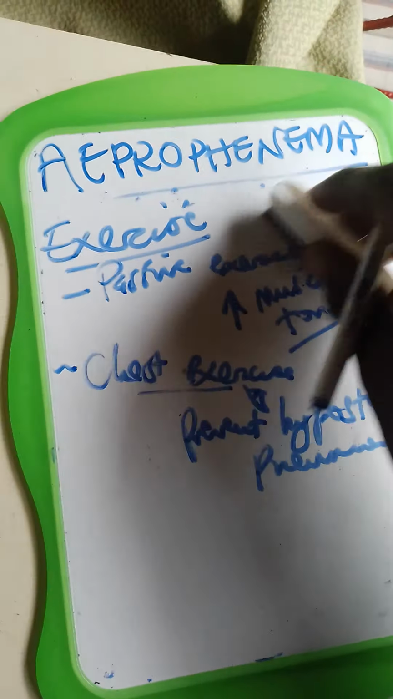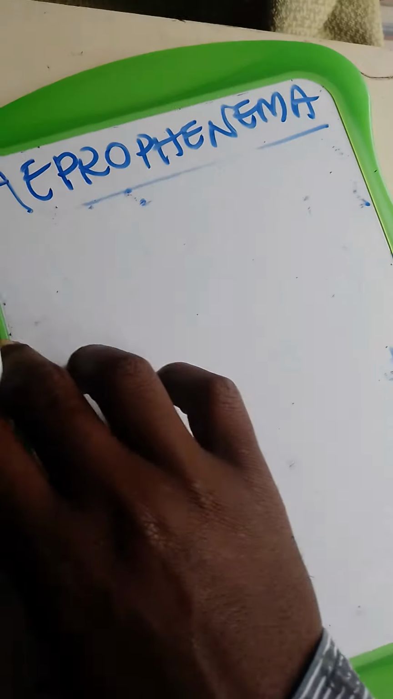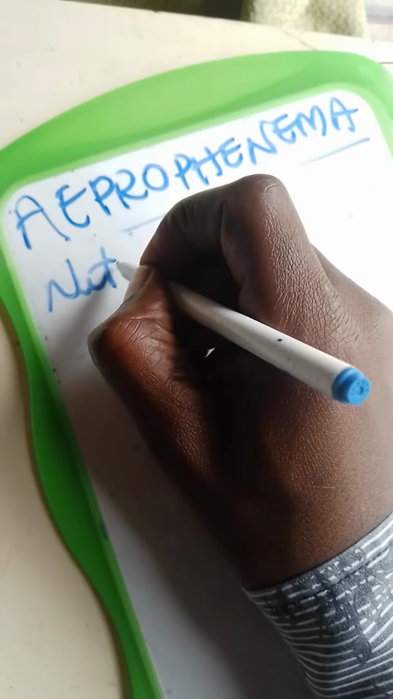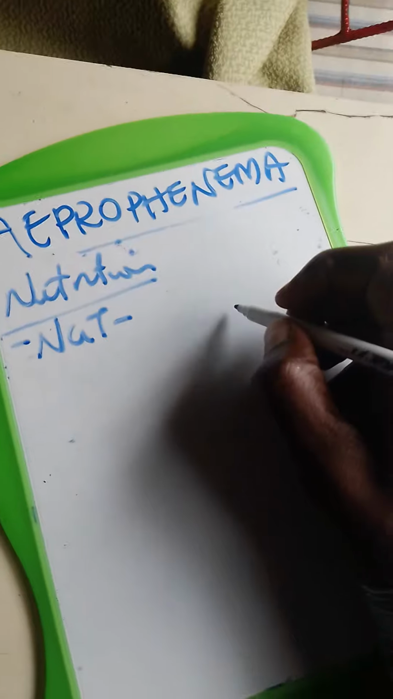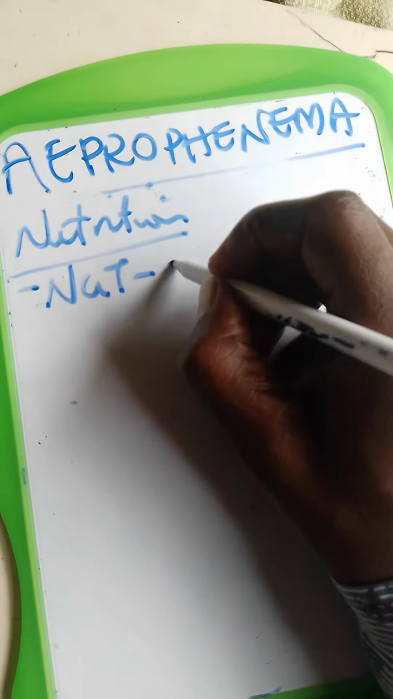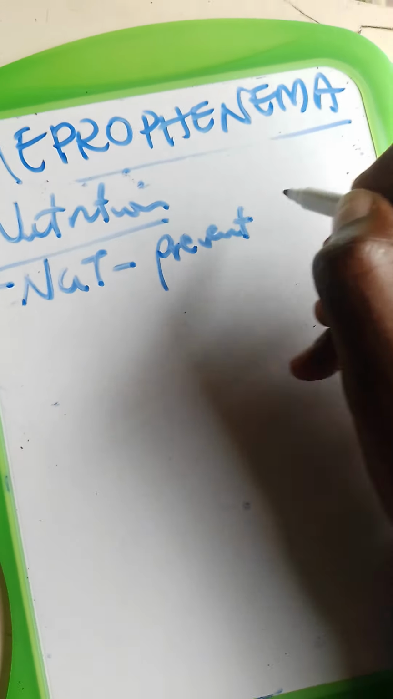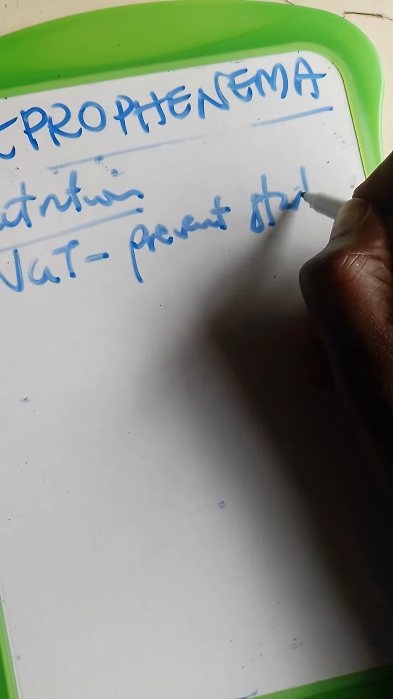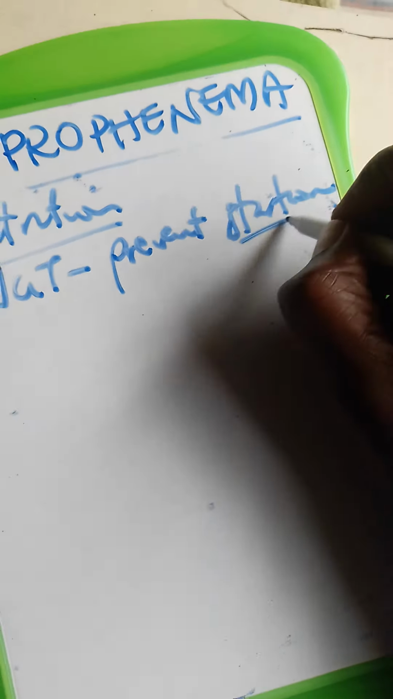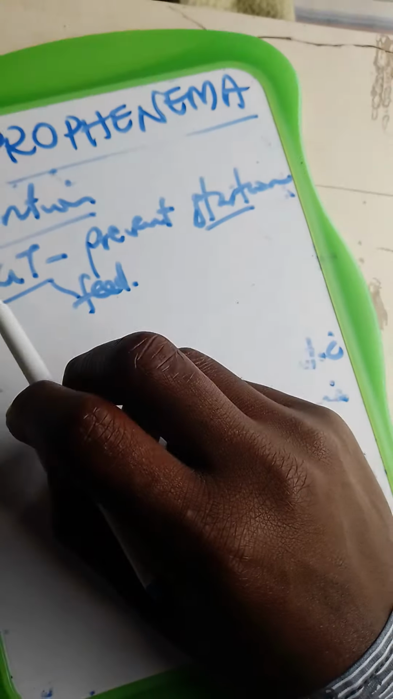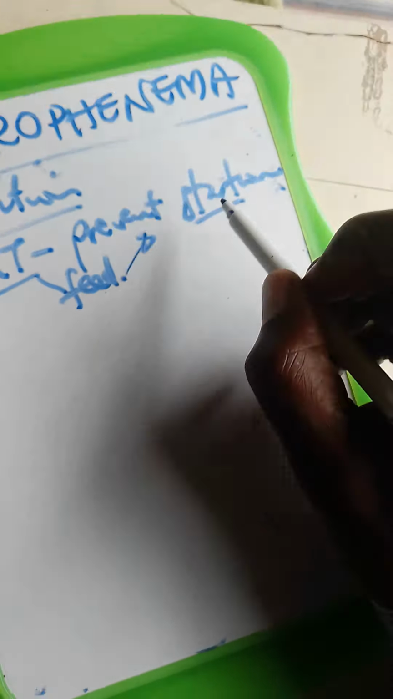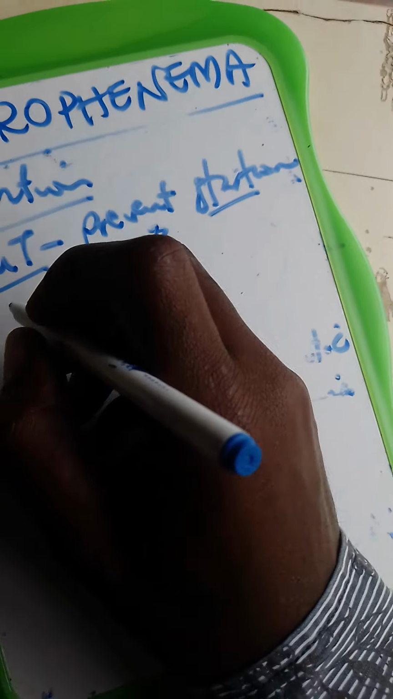So now we can move on to nutrition. Let's look at nutrition. What can you do under nutrition? Depending on the condition, you can insert an NG tube. When you insert an NG tube, you're trying to prevent starvation, because you'll be able to feed the patient through this tube. The patient shouldn't be starved.